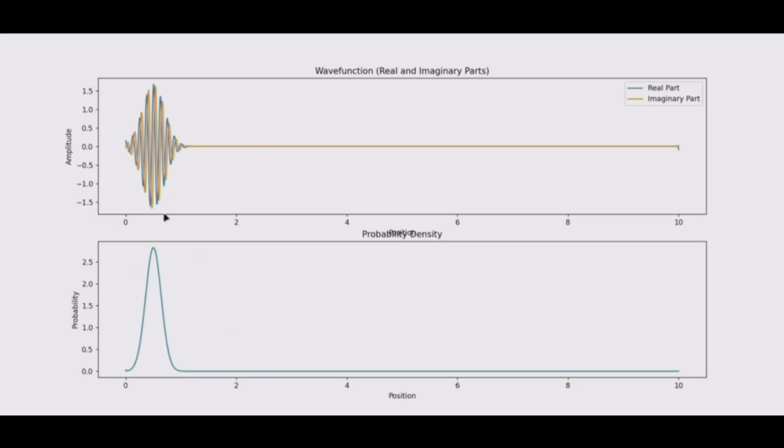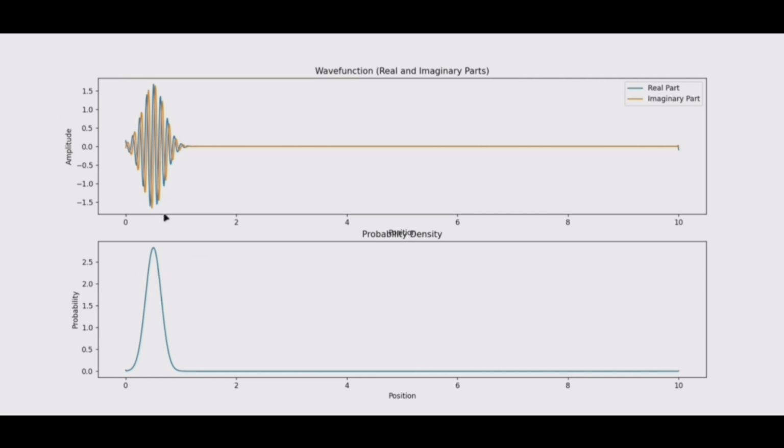Now I'm going to show you a graphical simulation that models the behavior of a quantum particle inside an infinite potential well. There are two key visualizations. First, the wave function. You'll see its real and imaginary components, which together describe the quantum state of the particle. And secondly, the probability density, which tells us where the particle is most likely to be found at any moment.